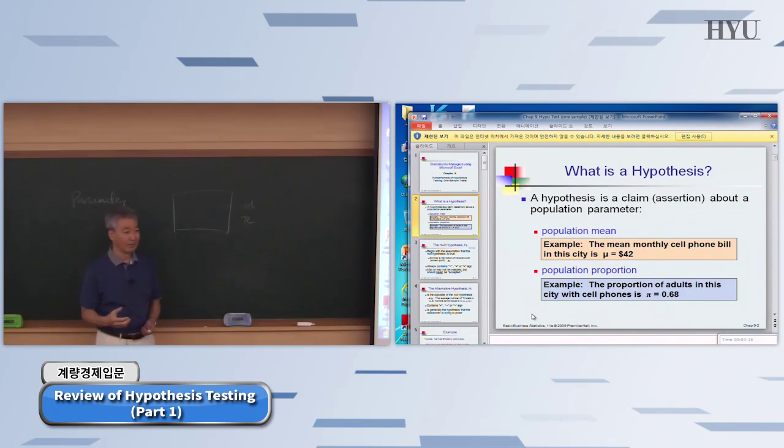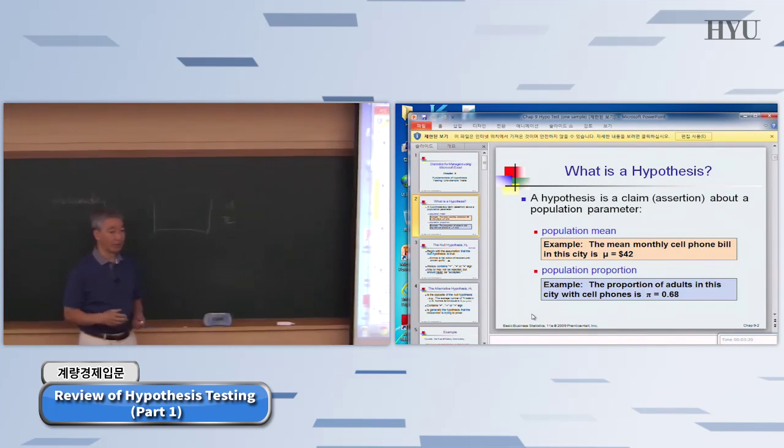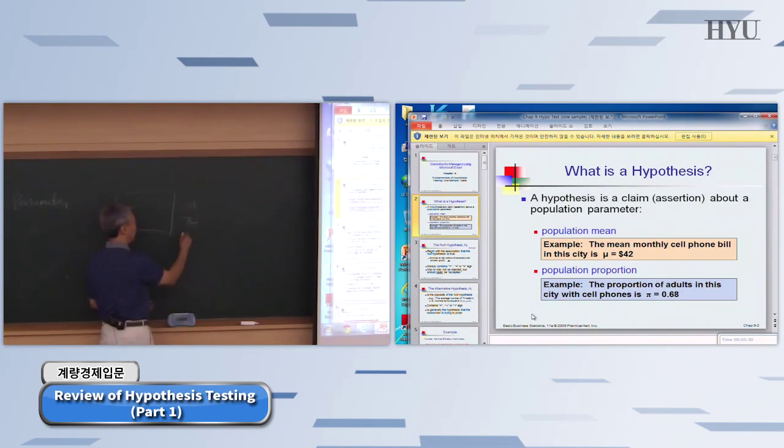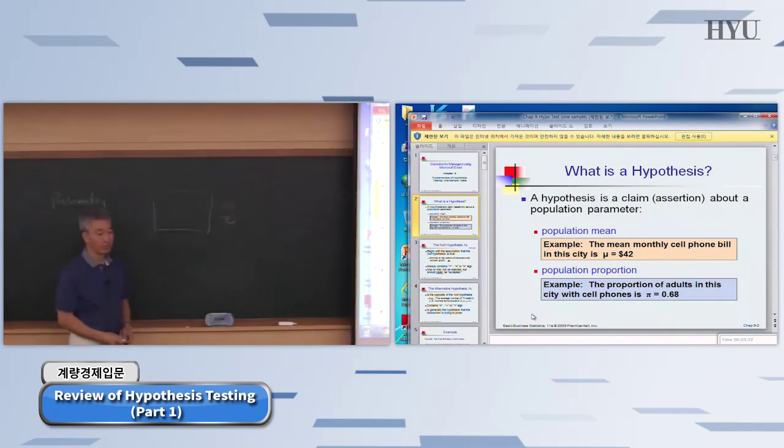Between the Republican Party or Democratic Party in Korea, there are 새누리당 and 새정치민주연합, whatever. So sometimes you may be interested in the percentage or the proportion.